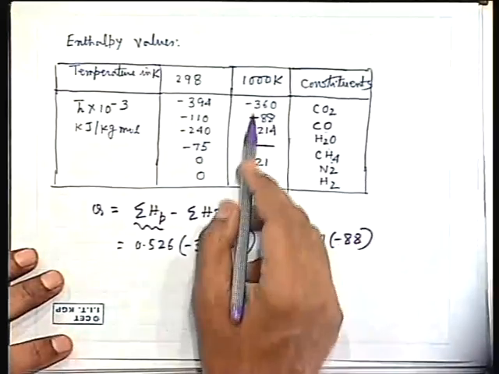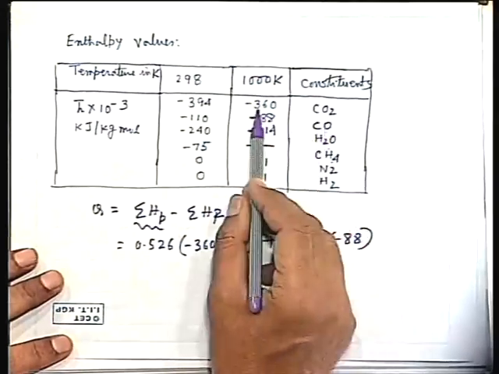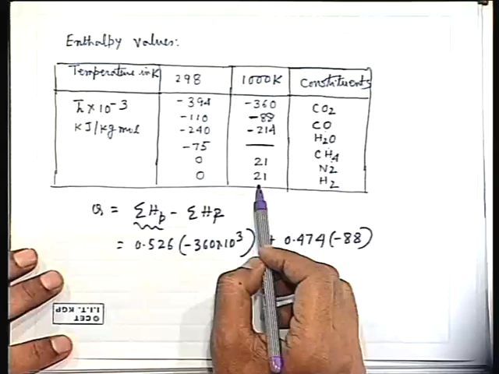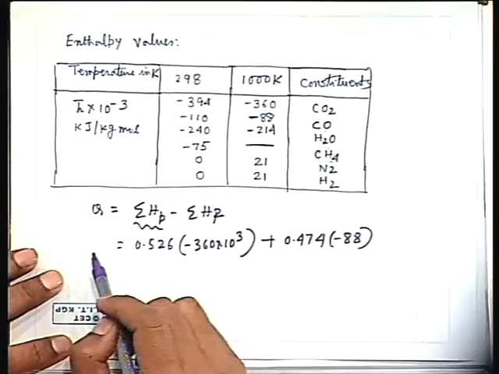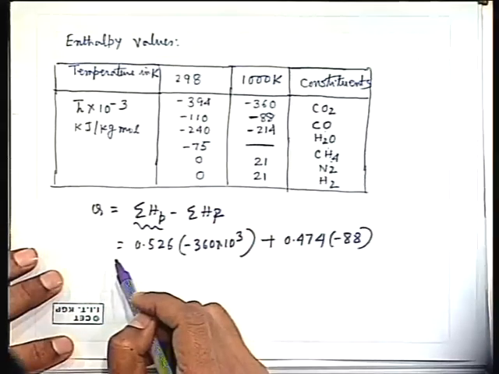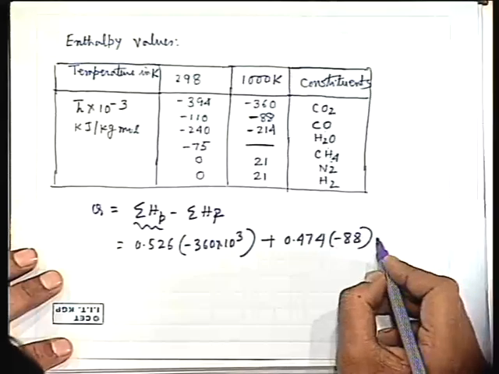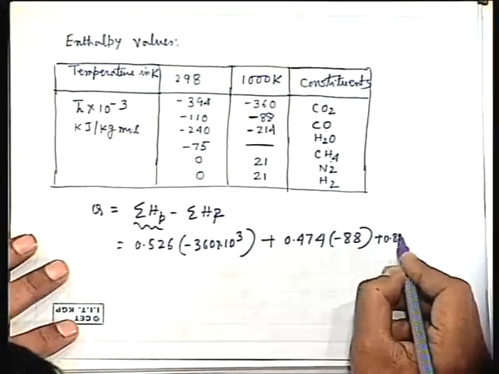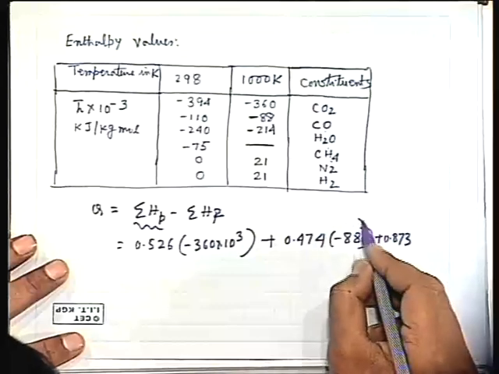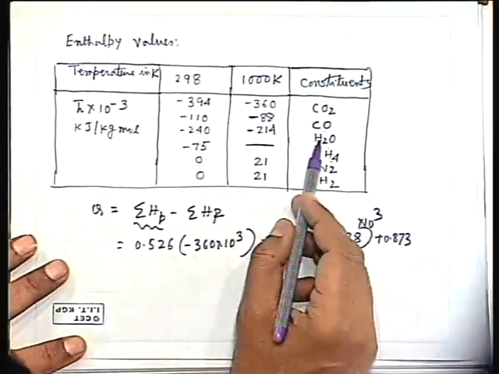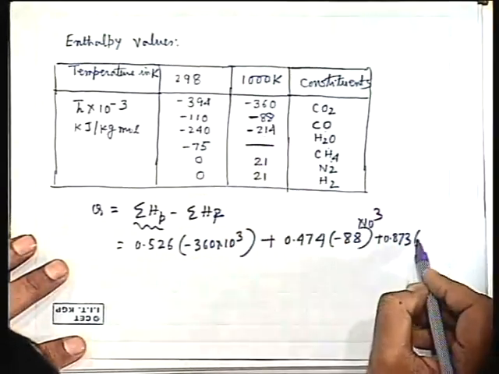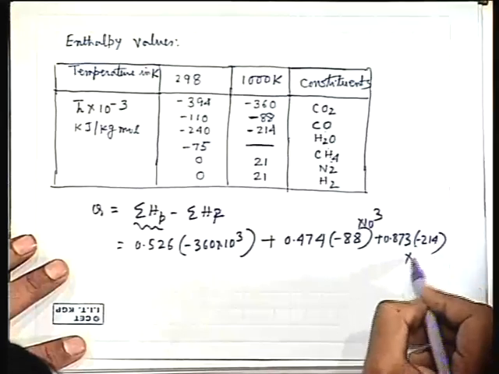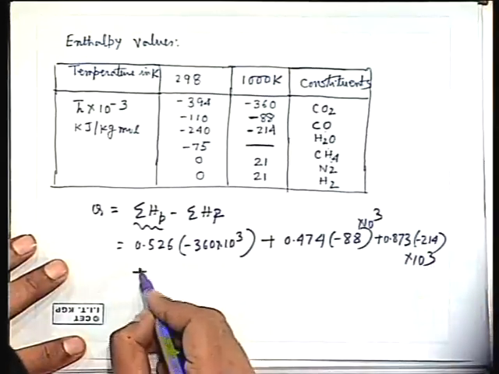Be very careful about putting the data and temperature. Products are at this temperature, so don't take the data from this column. Then after CO, what is that? H2O. H2O is how much? 0.873 into minus 214 into 10 to the power 3.